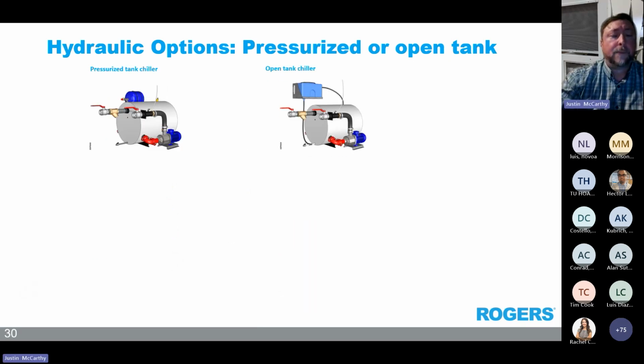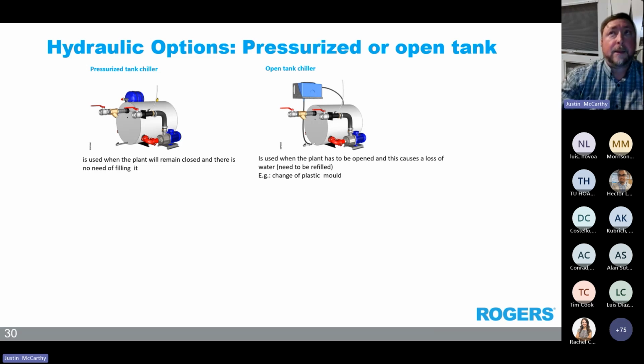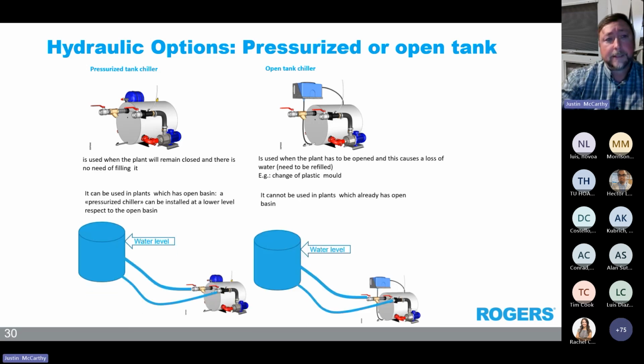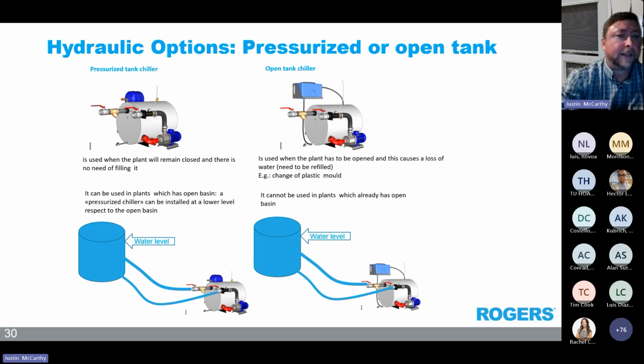So let's keep talking about what I said was probably the most important thing, understanding the plumbing side of the chiller, the fluid mechanics of the chiller. I'll bring up these slides. A pressurized tank chiller is used when the plant will remain closed and there's no need of filling it. That's a benefit. When you have an atmospheric tank like you have here, in an open tank chiller, you're going to have loss of glycol and water to evaporation, so you need to have somewhere to go.